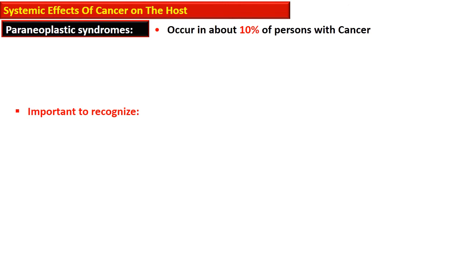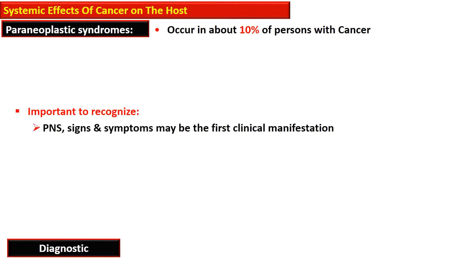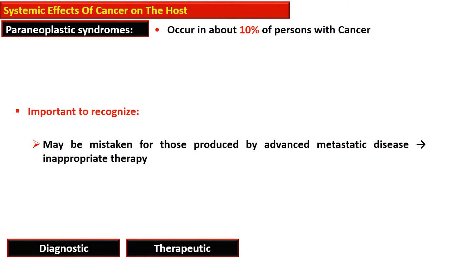Recognition of the paraneoplastic syndrome is important because the signs and symptoms produced by these syndromes may be the first manifestation of an occult neoplasm, and these may be mistaken for those produced by advanced metastatic disease, hence will lead to an inappropriate therapy.